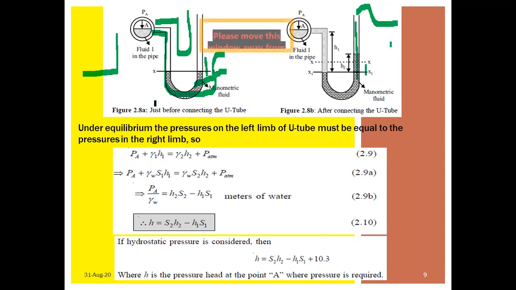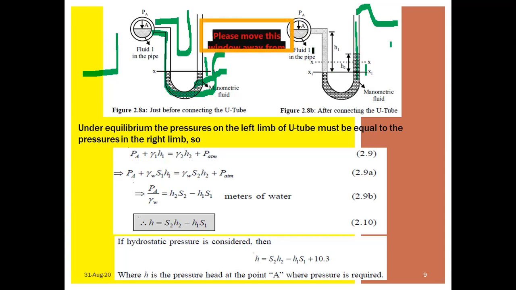Okay? See, just before connecting the U-tube and after connecting the U-tube. The figure taken before connecting the U-tube manometer, and the changes after connecting it to the pipe. See, if this is a datum line, XX is the datum line. So whenever the height of the liquid from the pipe is H1, and the manometric fluid rises to a height H2, the differences are shown in the figure.